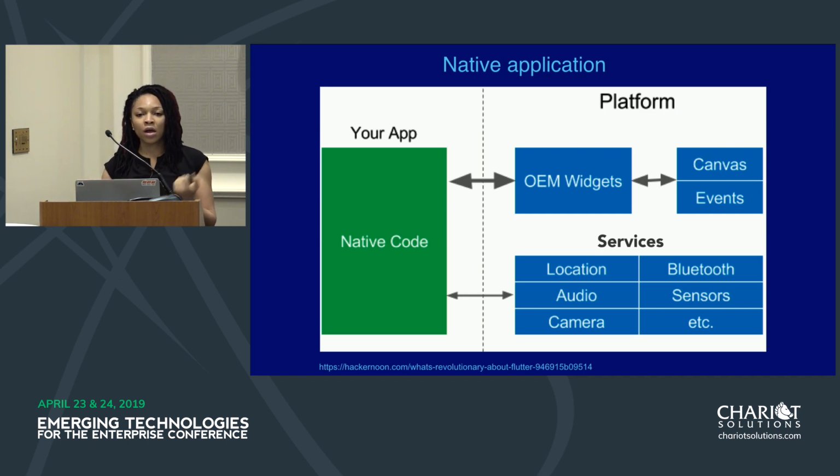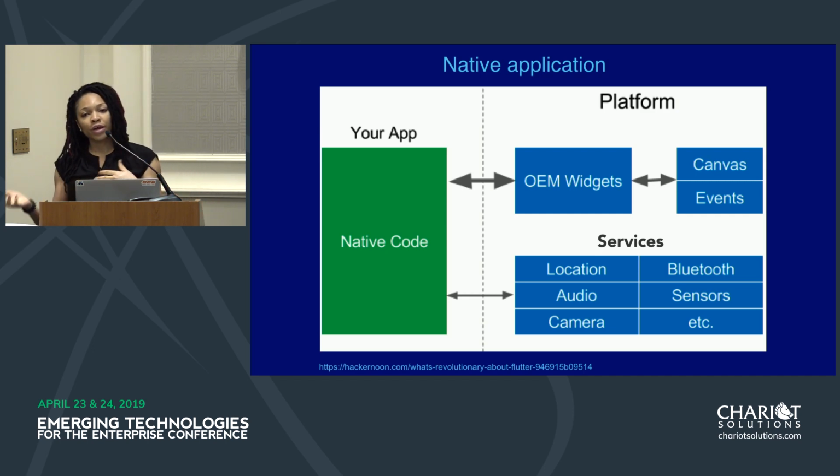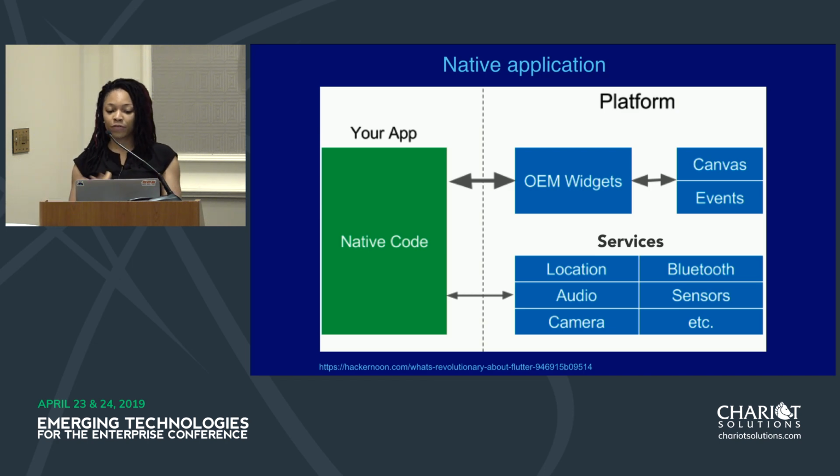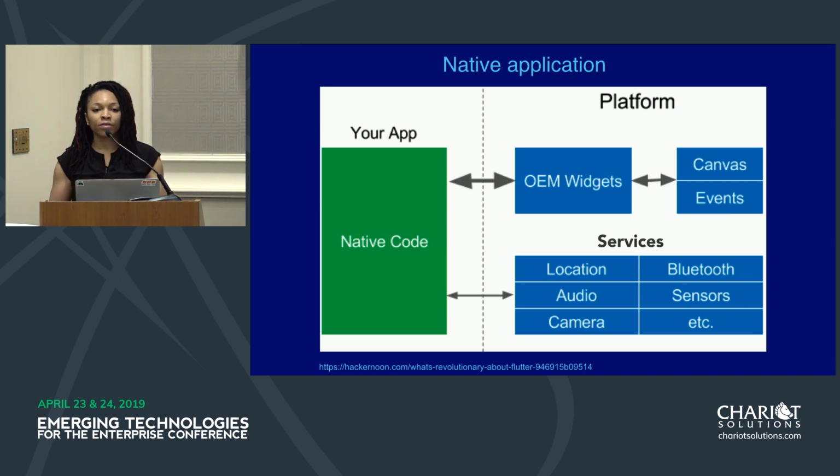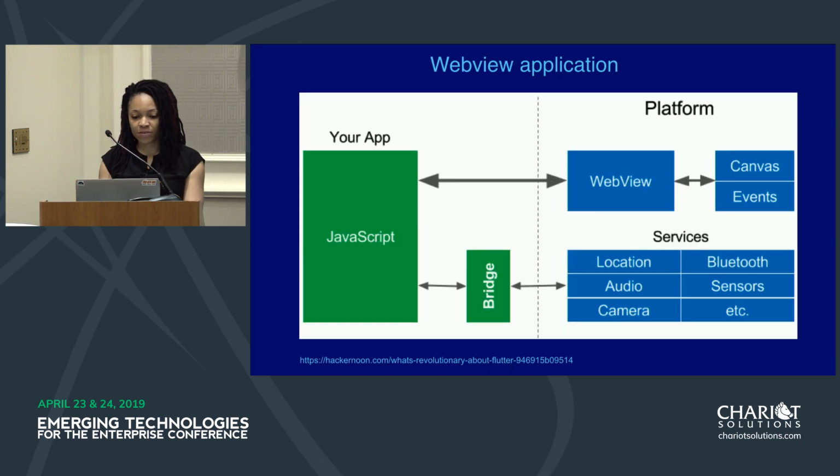So if you needed location, Bluetooth, or any other information that's a platform service, your app can communicate with them directly. The downside of this is that, like I mentioned before, since you have both Android and iOS, you would need to maintain 2 separate code bases. So let's look at the next one, a web view application.